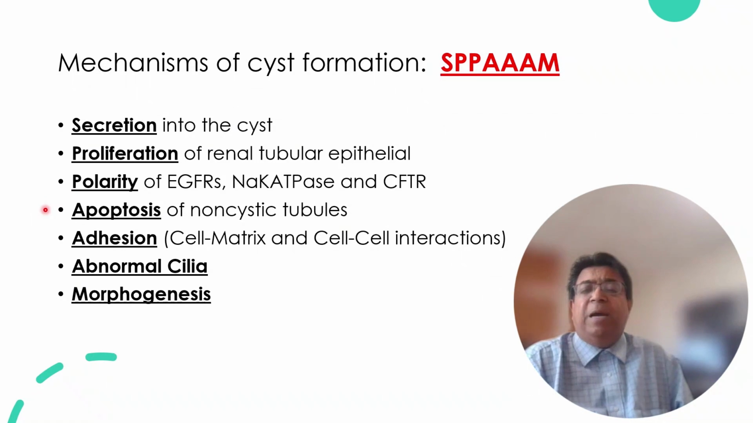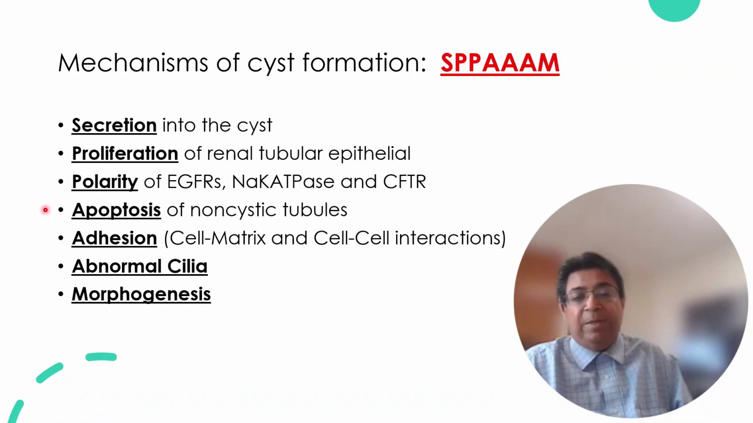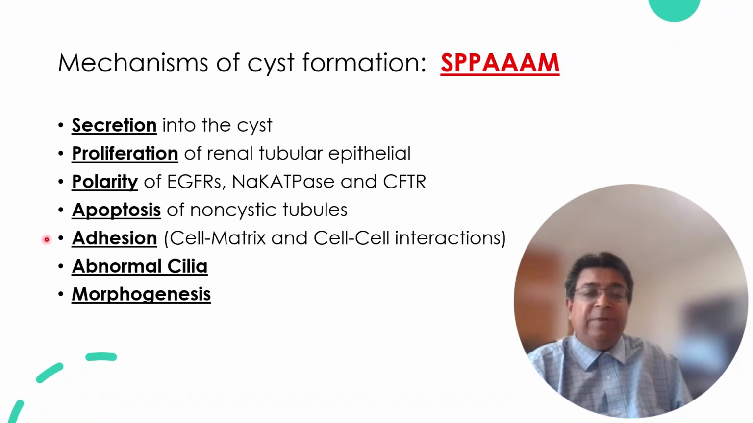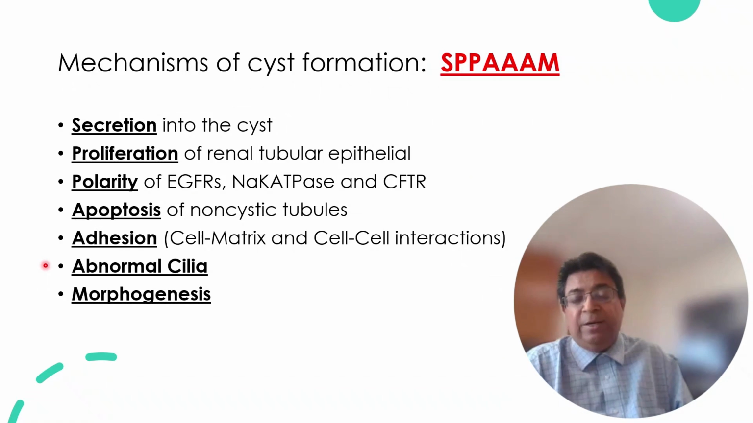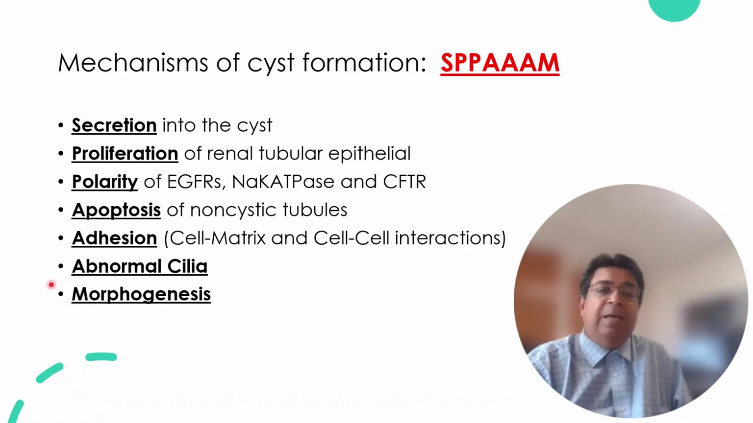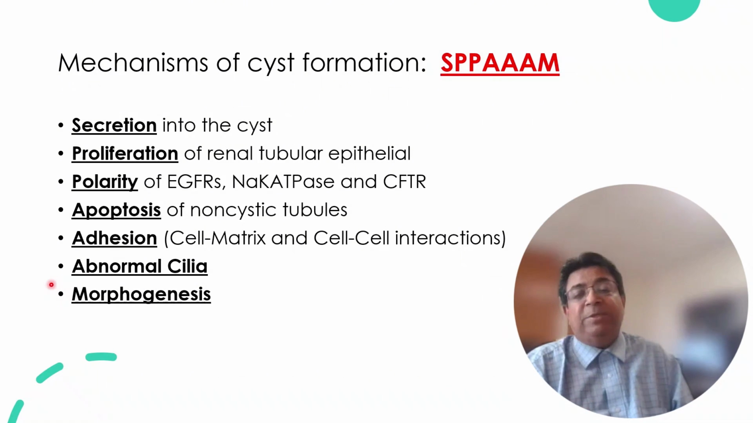So not only are the cysts replacing the kidney parenchyma, not only are the cysts growing in size and in number, but the normal kidney parenchyma, the non-cystic tubules, are undergoing apoptosis. Adhesion is important, whether it's cell-to-matrix adhesion or cell-to-cell interactions. And cilia are important because cilia sense shear, and the tubule needs to grow in length and not in width, and that sensation of shear helps to maintain normal tubular structure. And then we'll talk about morphogenesis. These are the various components of the mechanisms of cyst formation.